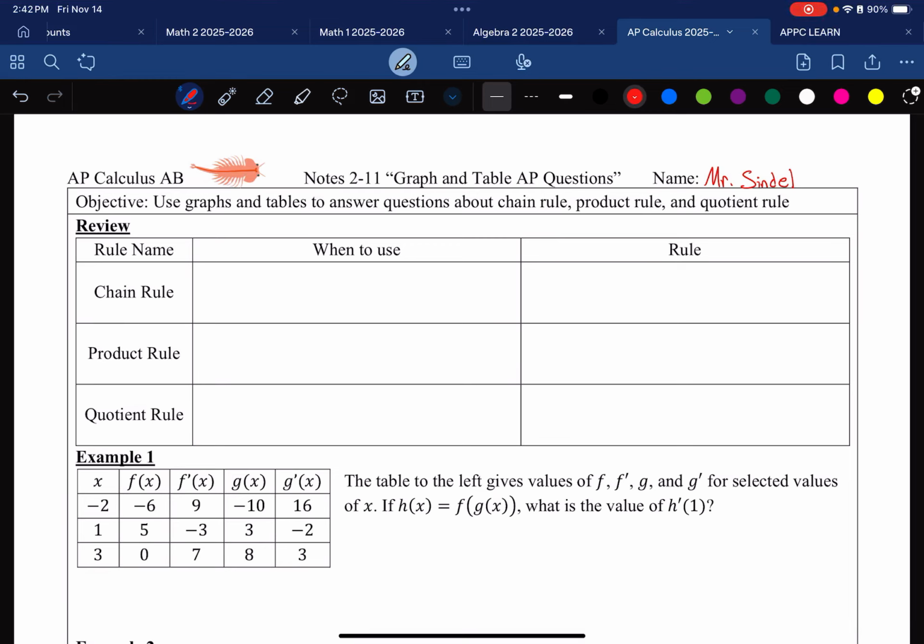This is AP Calculus AB. We are on notes for 2-11, graph and table AP questions. Our objective today is to use graphs and tables to answer questions about the chain rule, product rule, and the quotient rule. All right, so first a review.